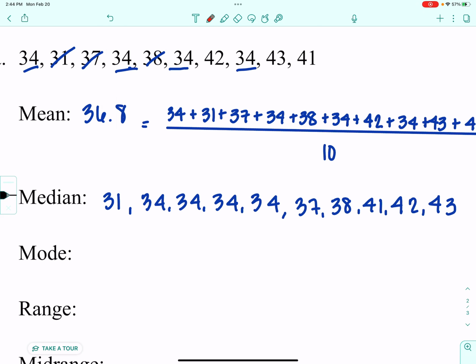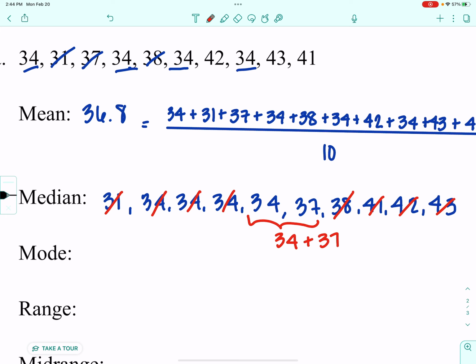I am a big supporter in if it's not broke, don't fix it. I will do things the old-fashioned way just because it's easier a lot of the time. So to find the median, I'm going to take one off the back and one off the front. Now this time I ended up with 2 medians. So what I'm going to do is average them.